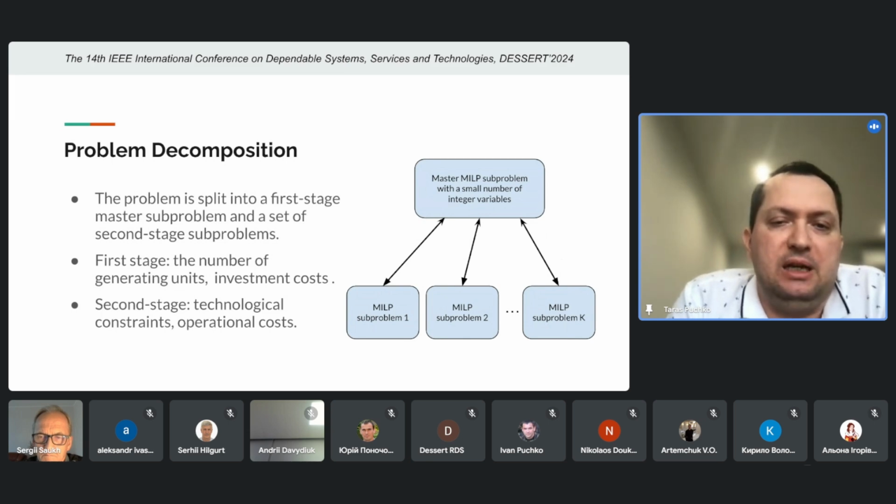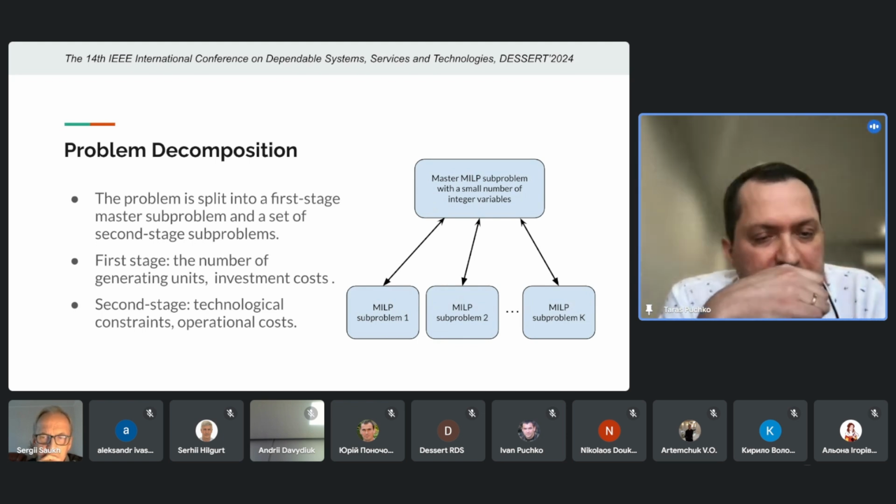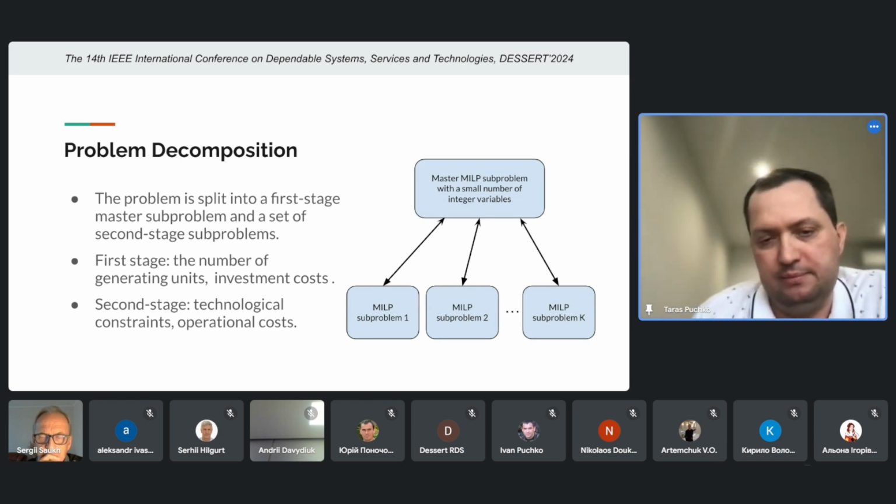To manage the complexity of optimizing the structure of generation capacities in a local grid, we use a decomposition approach that splits the problem into a first stage master problem and several second stage subproblems. The master problem addresses decisions related to investment costs, such as the number of generating units to build, while the subproblems focus on operational costs and technological constraints. This separation enables us to solve the subproblems independently and in parallel with the others, significantly improving efficiency.